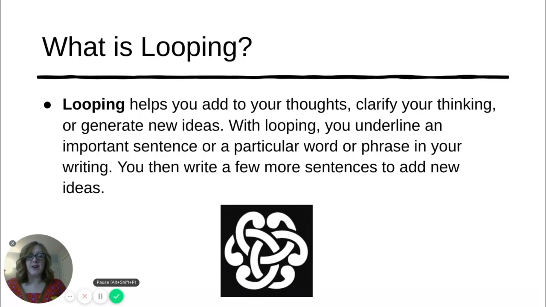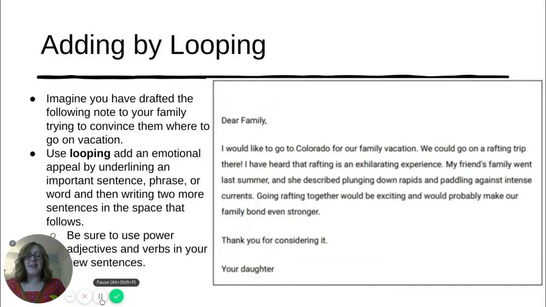It is necessary to use looping to help add pathos to your argumentative writing in order to convince your audience of your claim. We can always use looping to help explain details to our reader. That way, our reader isn't left with any questions. Let's take a look at the activity, adding by looping. In this activity, you see a letter. Imagine you have drafted the following note to your family, trying to convince them where to go on vacation.